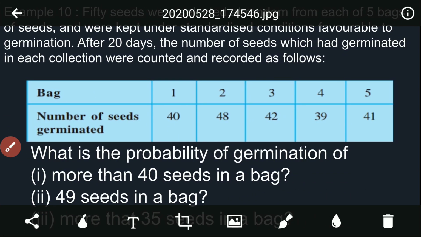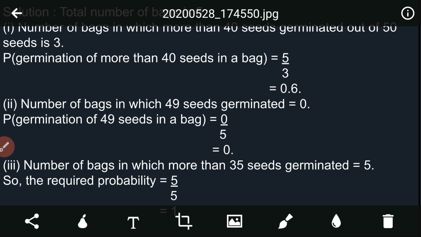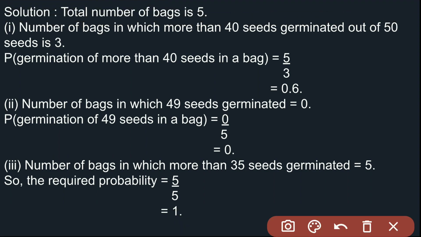Let's see the third condition. For the third condition, more than 35 seeds in your bag. That is, in all 5 bags, more than 35 seeds have germinated. So you can see again in the third probability, the number of bags in which more than 35 seeds are germinated is 5. So 5 out of 5 will give you 1. This way we can consider example number 10 for tabulation based on the probability unit.